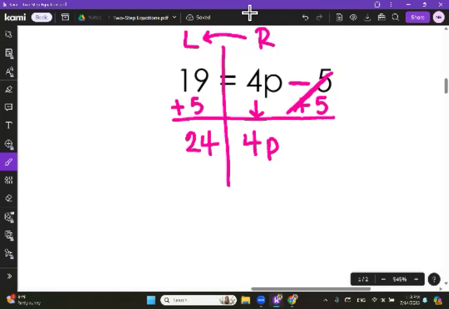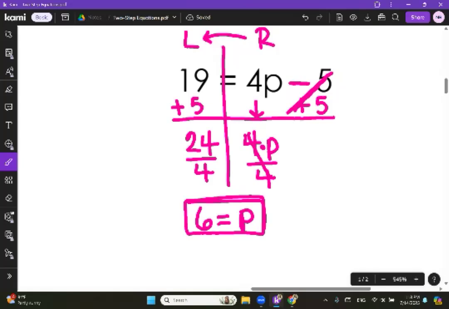4 is connected to P by nothing. Nothing means multiplication. Opposite of times 4, divide by 4. 24 divided by 4 is 6. 4's zero out. P is equal to 6.